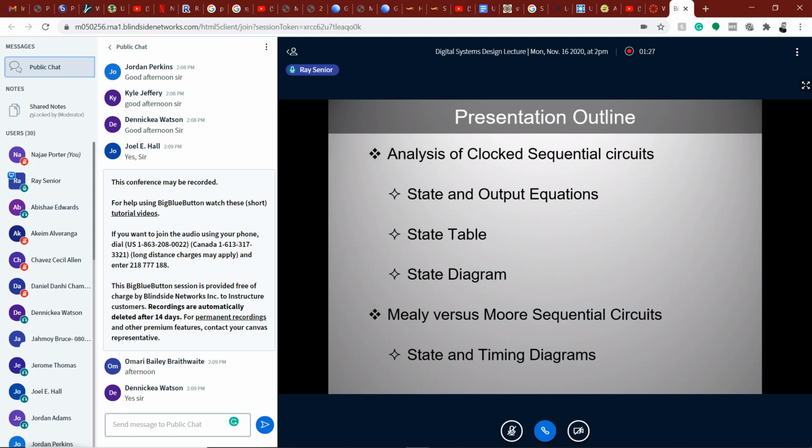Inputs and the state of the flip-flops and so on. So the analysis procedure would basically involve obtaining the equations, the equations for the output and also the equations for the inputs to the flip-flops. We also want to get information about the state table, and then from that we can look at the state diagram, and that is how we really analyze.